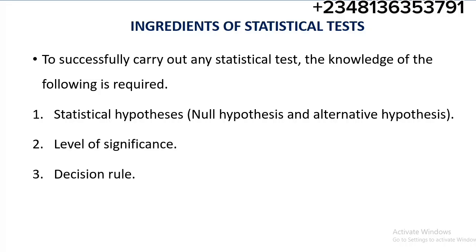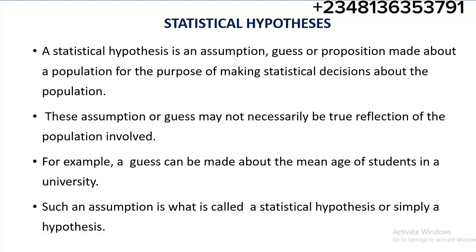What are the ingredients of a statistical test? To successfully carry out any statistical test, the knowledge of the following is required. 1. Statistical hypothesis. That is, you should be able to distinguish between null hypothesis and alternative hypothesis. 2. Level of significance. 3. Decision rule.